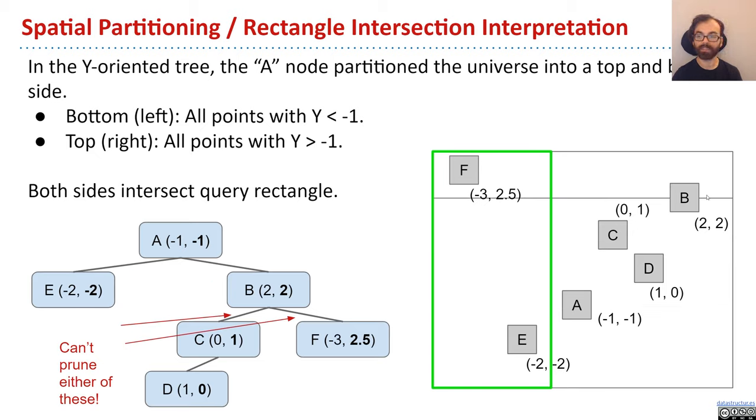Well, B, of course, splits the data into a top and a bottom relative to y equal 2. And again, the rectangle intersects both sides of the universe according to B. And so as a result, we again can't prune. So there's no possible pruning, and that happens for all of our data.